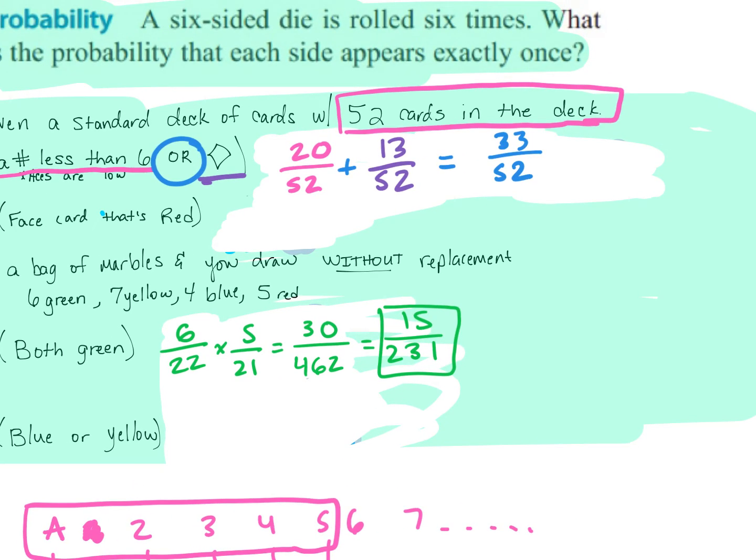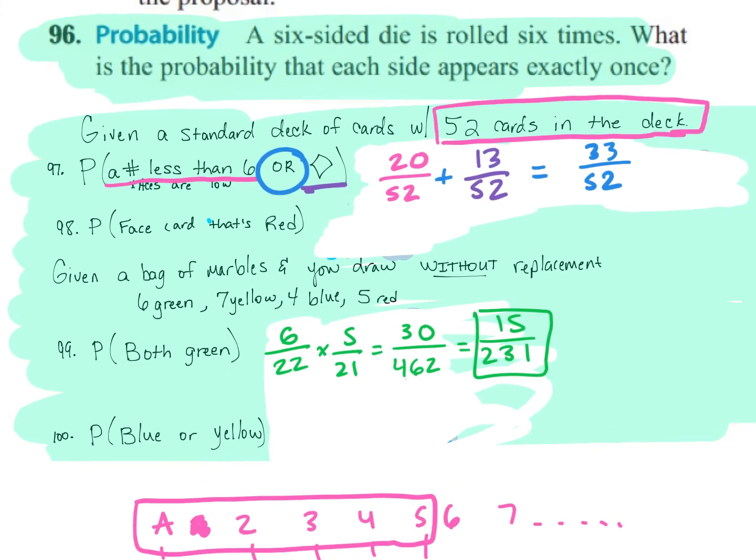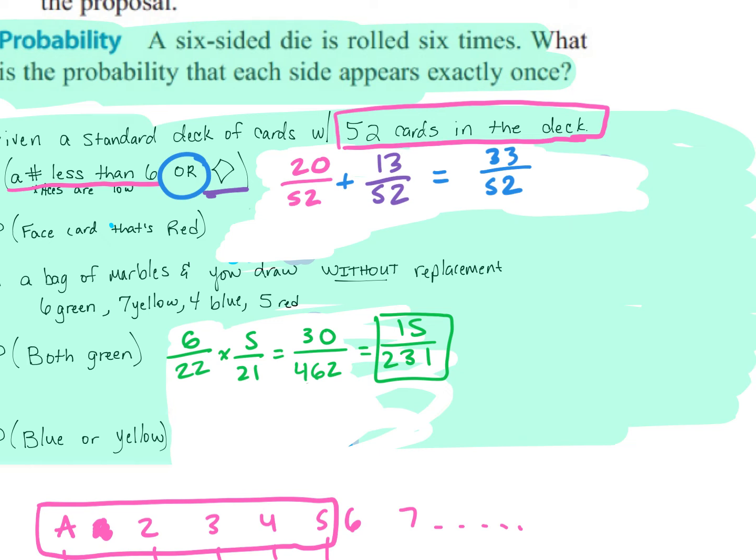We have overlapping here for number 97. Last class didn't even notice that. So since they overlap, how many cards less than 6 are diamonds? How many overlap? We had 5 that overlap, so we have to subtract.